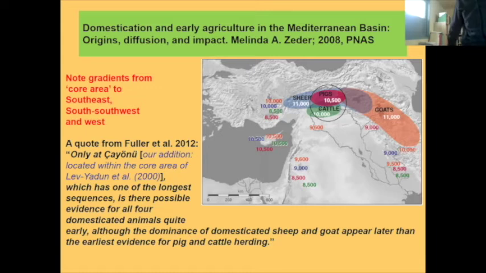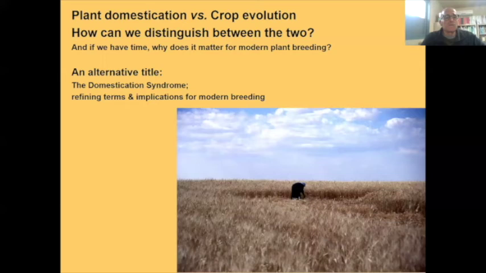Okay, thank you again for the invitation. And let's go to the biological part. So I'm going to try and convince you that there is a distinction, not only cultural, as Avi presented, but also biological and agronomic between plant domestication and crop evolution. And if some of you are interested, I can also talk about its relevance to modern plant breeding.